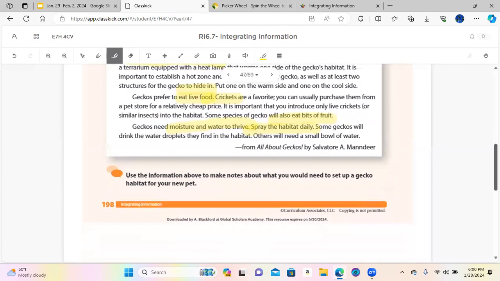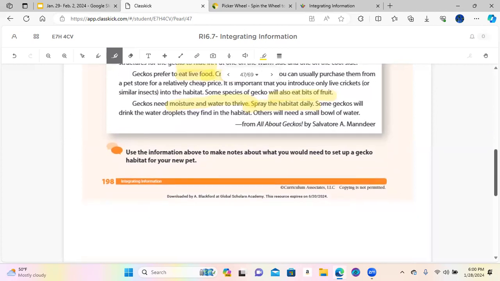Mandir. All right? So it says, use the information above to make notes about what you need to set up a gecko habitat for your new pets. All right? So we're going to pause the video so that you can record what you will need for your new pets.